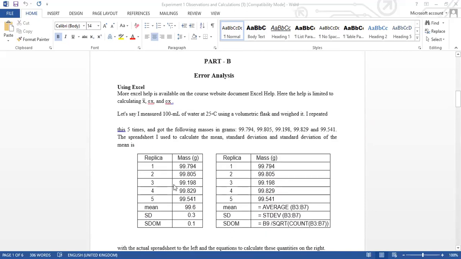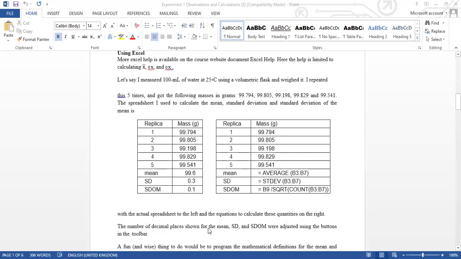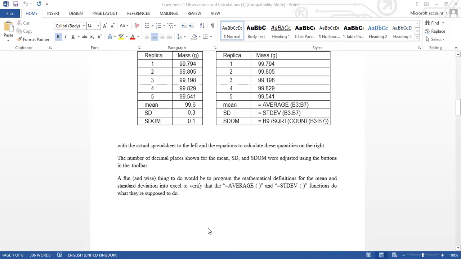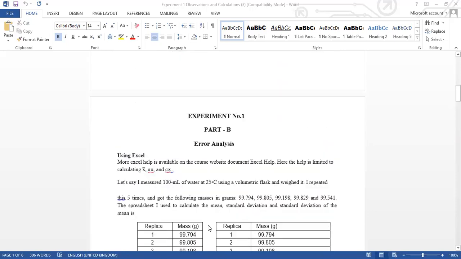For this reading, everything is done. You just cross check it and make the Excel sheet for this. These are the replicas. This is the mean. This is the standard deviation, sigma x, and this is sigma x bar. So you calculate it in an Excel sheet.